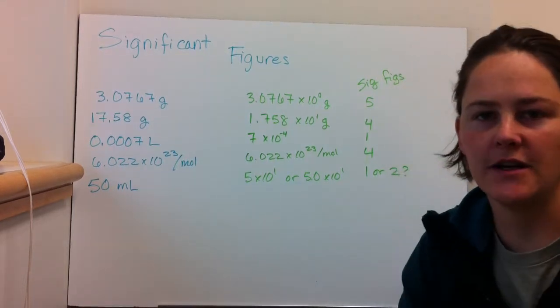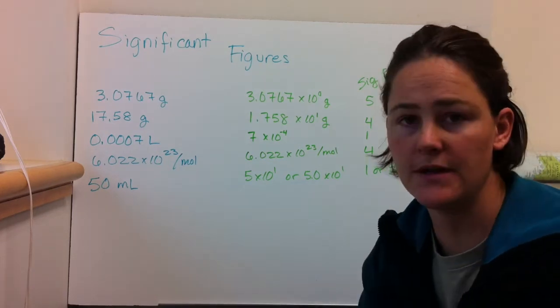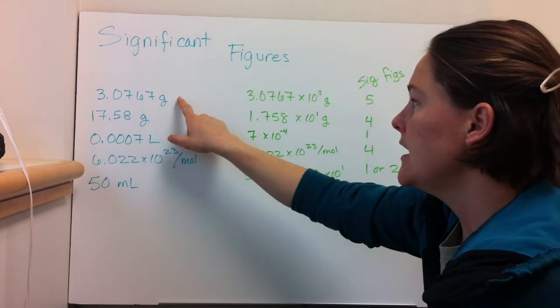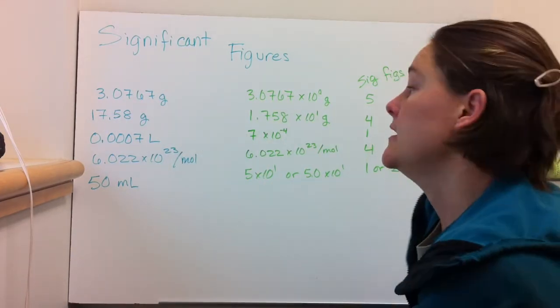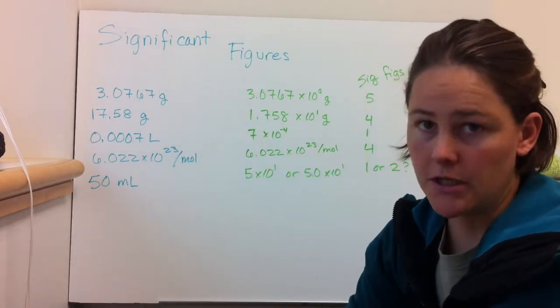Alright, so today we're going to talk about significant figures, and a lot of you had trouble with this on the pretest, so this is definitely something you want to pay attention to. The first thing, the way that your book describes doing this, and I think it's actually a really good method, is to write each number in scientific notation.